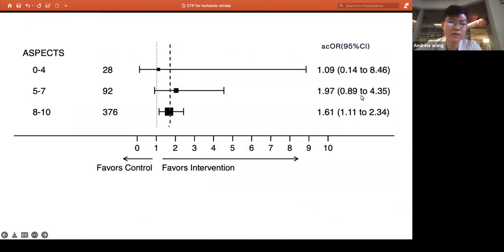And in this study, they also did a subgroup analysis. So we can see patients with higher ASPECT score have a significant difference that favored endovascular intervention. However, for patients with low ASPECT score, the difference between control and endovascular intervention is non-significant. However, this may also be due to the small sample size of patients with low ASPECT score. So we need more data to know whether patients with low ASPECT score, like our patient, can benefit from endovascular treatment.